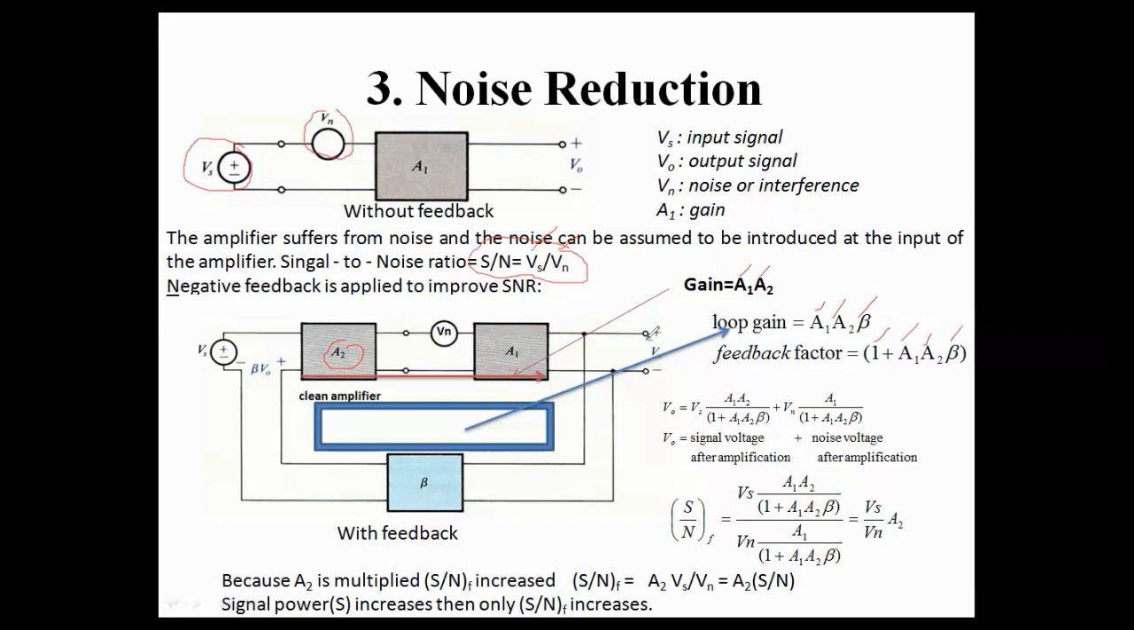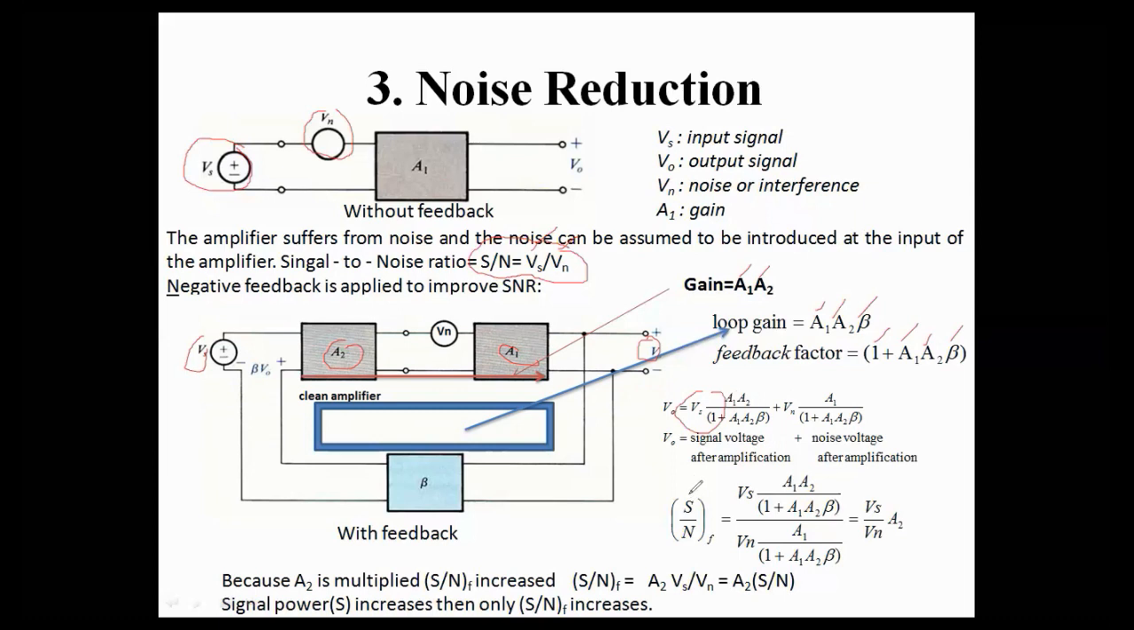The output voltage equals the signal voltage Vs amplified by the two forward gains, A1 into A2 divided by the feedback factor 1 plus A1 A2 beta, plus the noise voltage amplified by A1 divided by 1 plus A1 A2 beta.